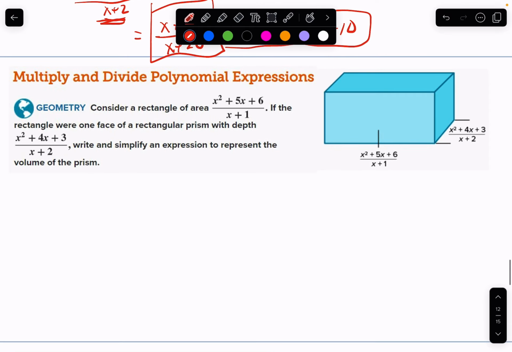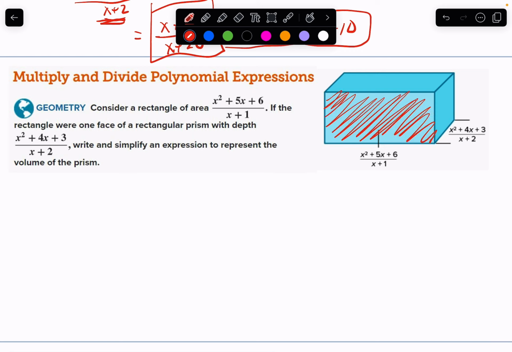Multiply and divide polynomial expressions. Geometry. So here's an extra example. Consider the rectangle of an area this. If the rectangle were one face of a rectangular prism with depth of that, write and simplify an expression to represent the volume of the prism. Okay, so the area is all of this stuff. And volume is take that area surface thing and then stretch it backwards this way.